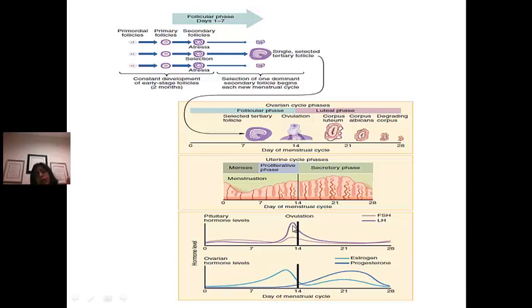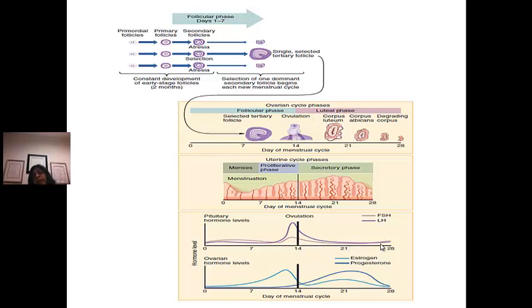So this surge occurs, and that's what is needed for ovulation. The surge of FSH, the surge of LH, the surge of estrogen, all three are needed in ovulation. As soon as ovulation is over, the levels of these hormones decrease suddenly. So that's what is shown in here. And they remain low until the end of this cycle.